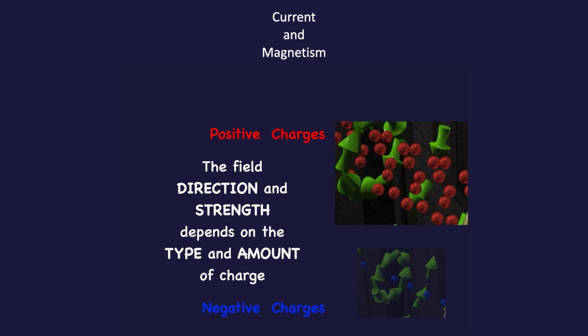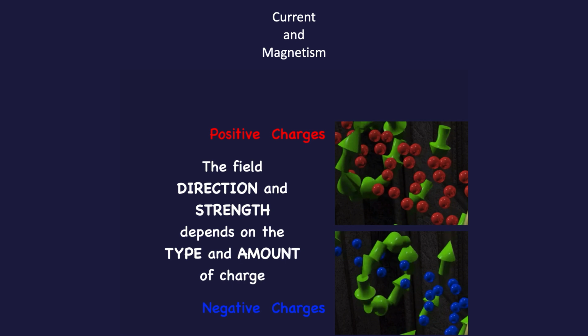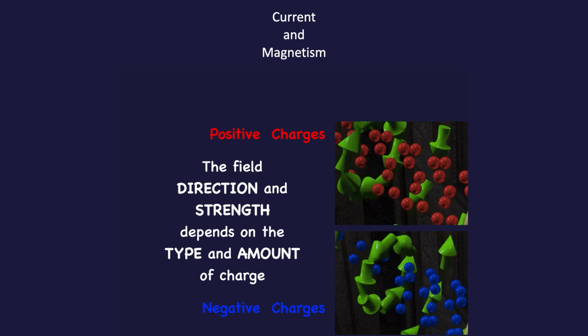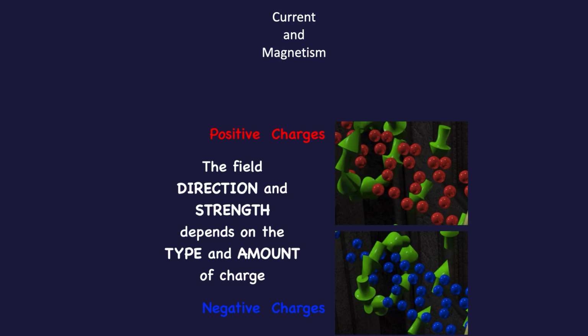Also, if the charges are negative, the field will be in the opposite direction to the motion of the negative charges. And we're going to look at that when we start to talk about current. However, for now, the field will be in the opposite direction if negative charges are moving. And just as in the case of positive charges, the more charges that are flowing, the stronger the field strength.